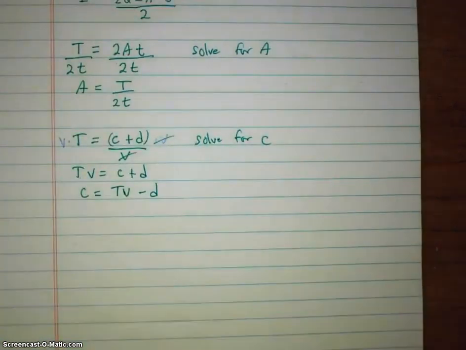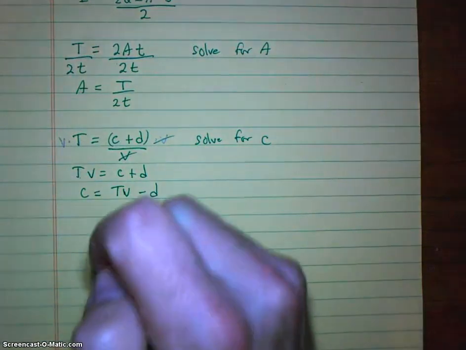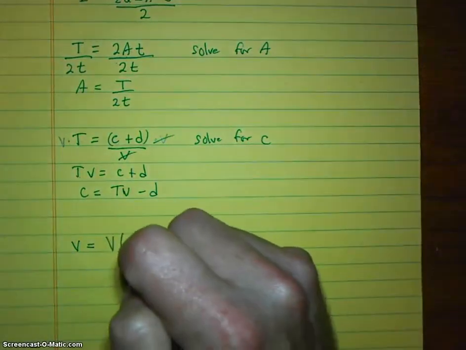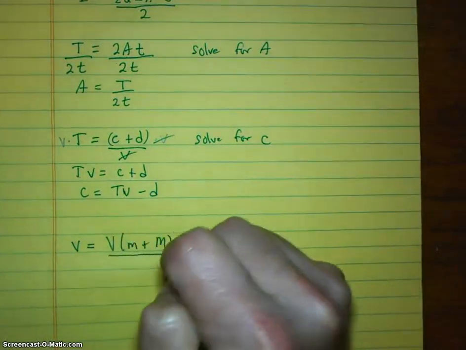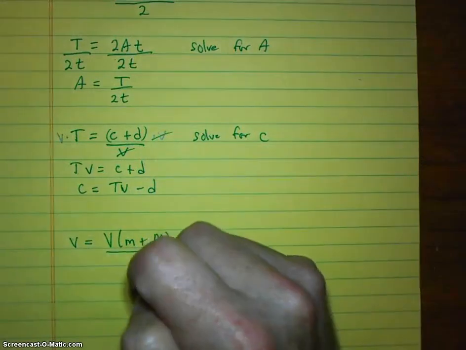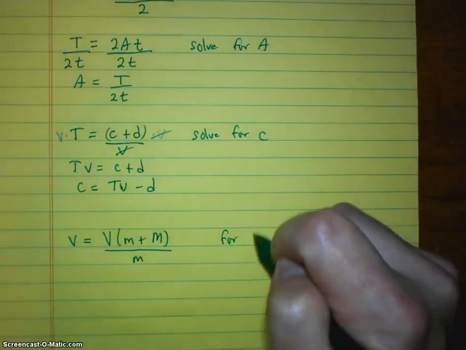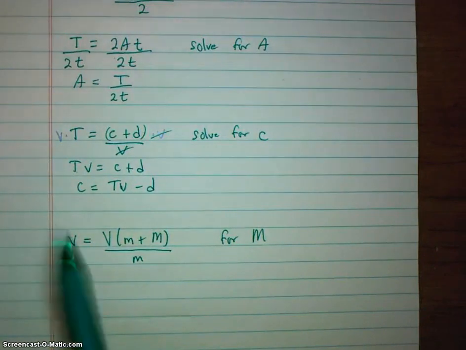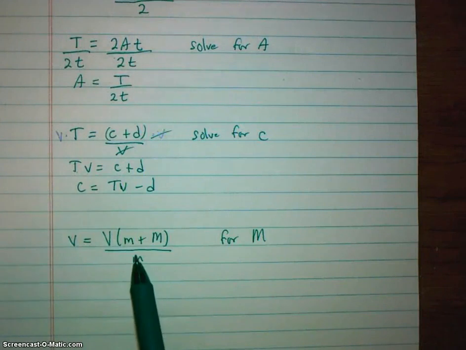Okay, let's try a few more here. How about, oh, here's one. Little v equals big V times little m plus big M over little m. And we want to solve for big M. So again, a good example where it is important that you keep track of case. Little v is different than big V. Little m is different than big M.